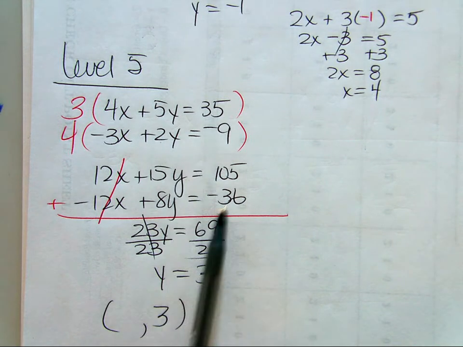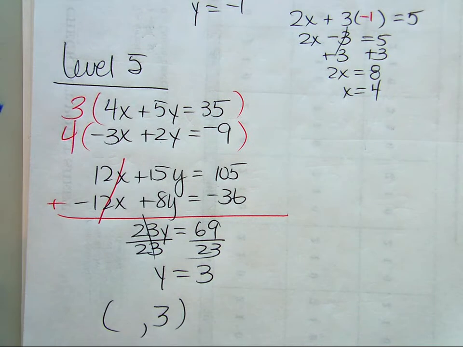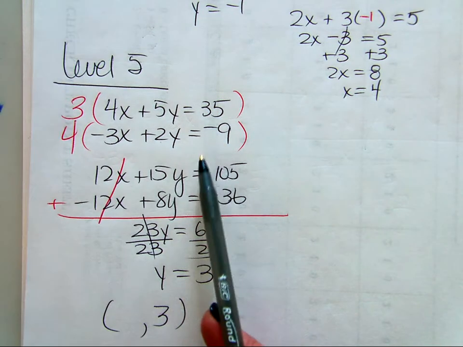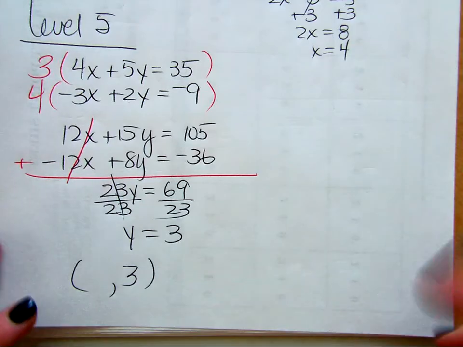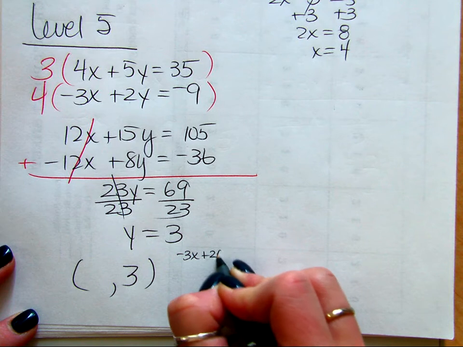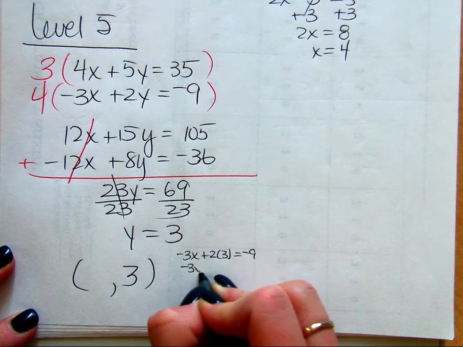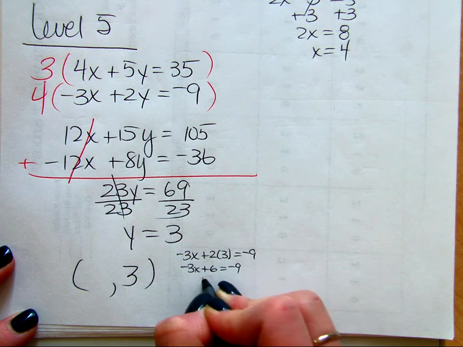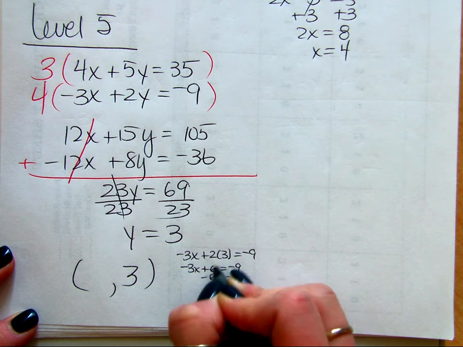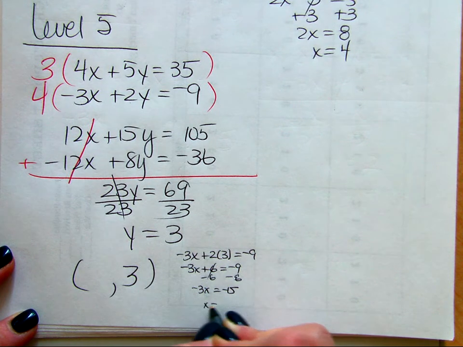And then if I put that 3 in, don't go all the way back. Here's the deal: don't use these equations to put the 3 in. Use one of these other ones. I'm going to use this one. I don't even want to deal with 35. I want to be able to do it all in my head. So I'm going to take negative 3x plus 2 times the y, which we just learned is 3. Negative 3x plus 6 equals negative 9. Minus 6, negative 3x equals negative 15. So my x works out to be 5.